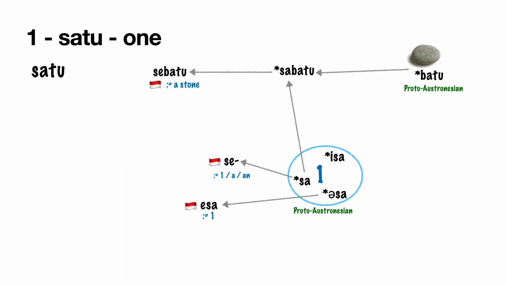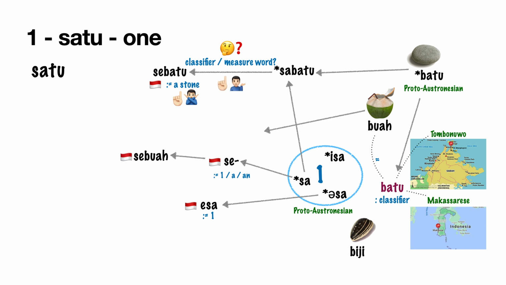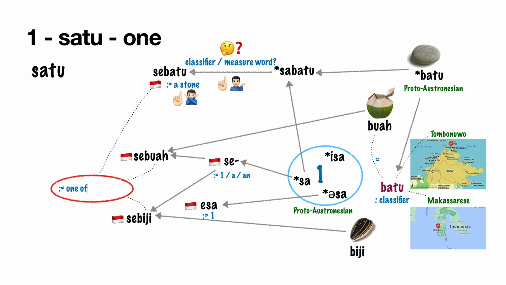However, although nowadays batu is not an Indonesian numeral classifier, not a counter word or a measure word like buah or biji, we don't know for sure whether a long time back it possibly was. Some Austronesian languages like Tombonuo and Makassarese evidently have the word batu as a numeral classifier, covering the function of the word buah. So in that case, sebatu would no longer really mean a stone, but would have a similar meaning to what it does now in words like sebuah or sebiji, meaning one of something. And from that state possibly evolved a new independent word meaning one.